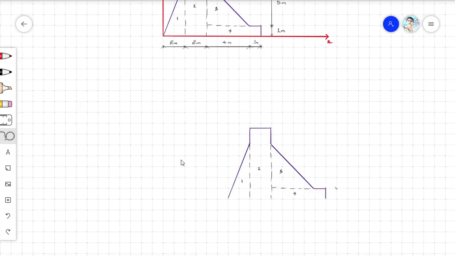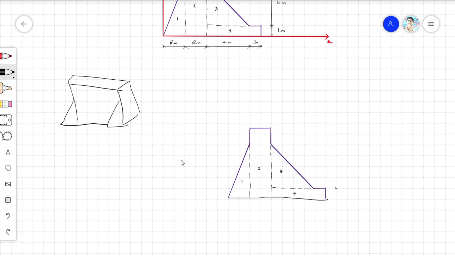This looks like a dam structure or a retaining wall. I hope you have seen something like this on the roadside. On the roadside there will be a retaining wall. If not a retaining wall, if you have seen dams, they used to be something like this, right?